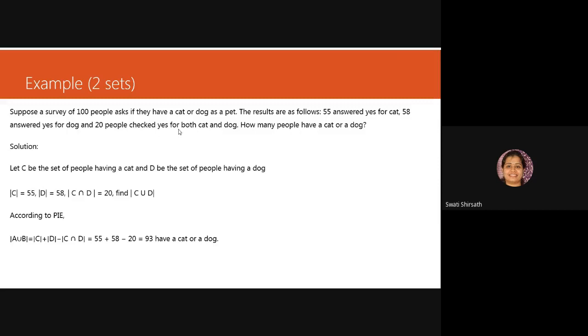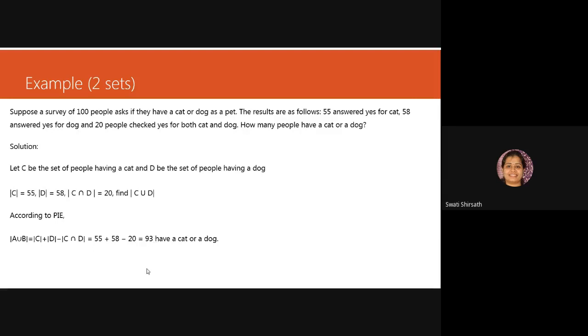Then, as I have told you, 20 people checked yes for both cat and dog. Cat and dog both is said. So it is the cardinality of intersection of C and D. So 20 is the number. Then what we are supposed to find: how many people have cat or dog, one of them. So union we have to calculate. So simple formula, sorry, I am supposed to write C and D here. So C union D is equal to C plus D minus C intersection D. Okay, is equal to, we'll have the values, direct values, and we have this number.